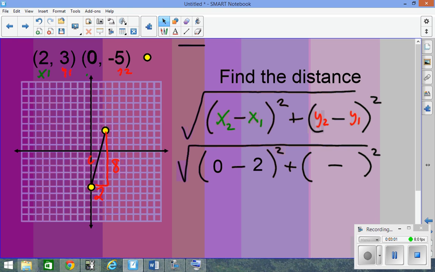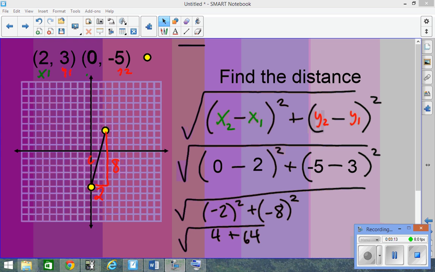And then we're going to find the y2 coordinate, which is -5, and the y1 coordinate, which is 3. And then you're just going to simplify this. Take a moment and simplify. So you should have got -2 squared and -8 squared, and that turns into 4 plus 64.